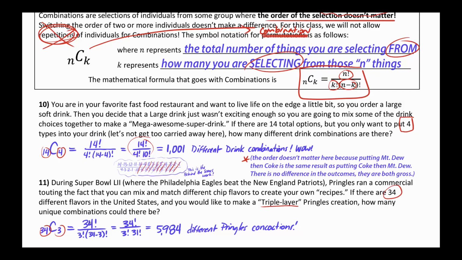So putting this in my formula, 34 factorial over 3 factorial over 34 minus 3, which is 31 factorial. Putting that in my calculator, make sure you group the bottom together down there so they don't escape. You get 5,984 different Pringles combinations or concoctions for being a triple layer creation.